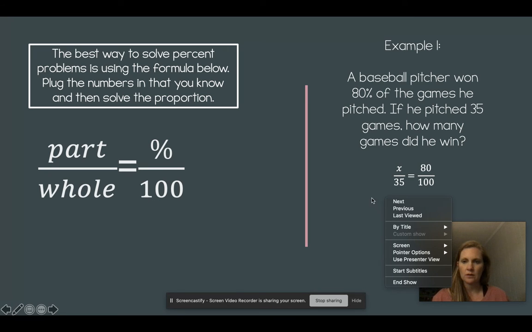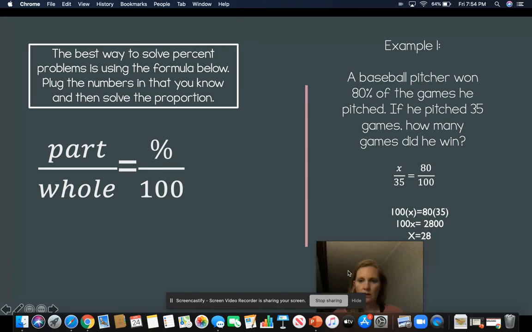Oops, I did that. Why is it not going? And I'm in the way there.